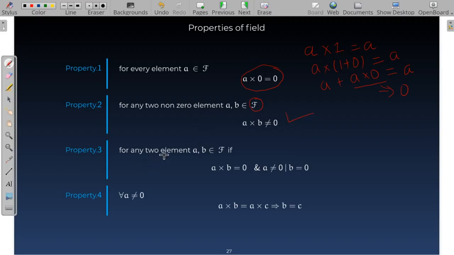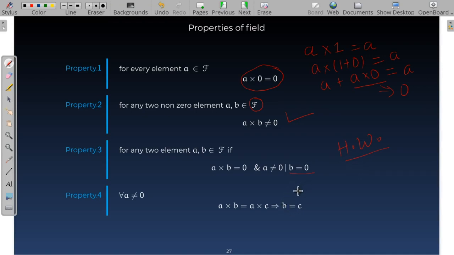Now the third thing is that if you have two elements a, b of F, and a times b is equal to 0 and a is not equal to 0, then b must be equal to 0, right? If a times b is equal to 0 and we are certain that a is not equal to 0, then b is going to be equal to 0. And it's also very easy to prove. You can take this as your homework and show that this is indeed true.